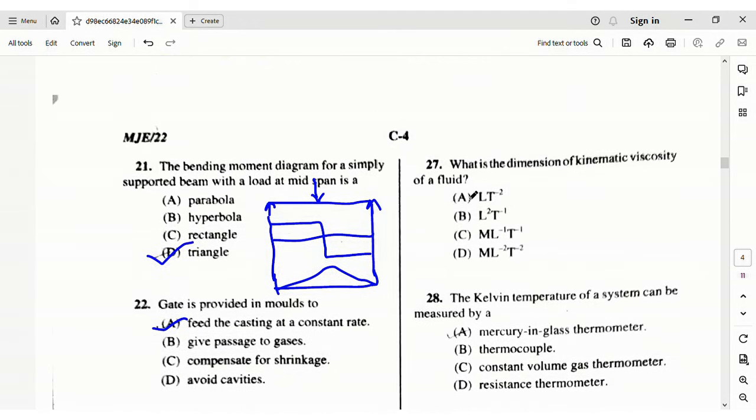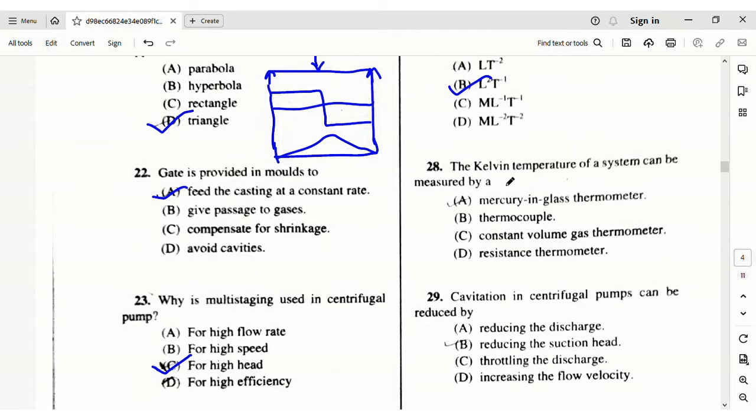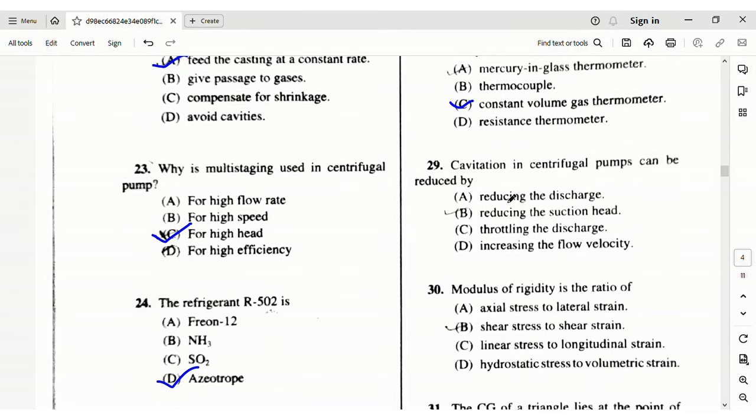Question number 27. What is the dimension of kinematic viscosity of a fluid? L squared T to the minus 1. The Kelvin temperature of a system can be measured by a constant volume gas thermometer. Cavitation in a centrifugal pump can be reduced by reducing the suction head.